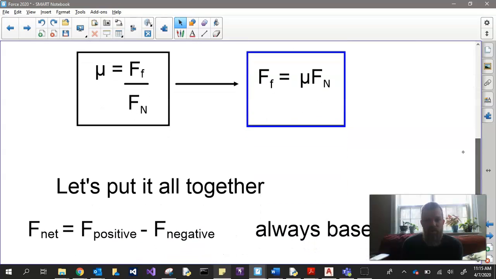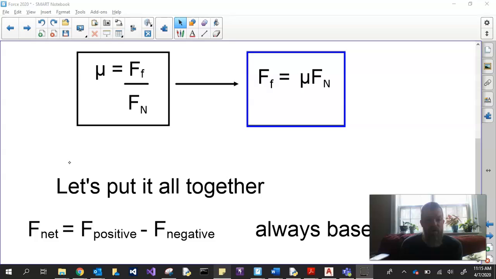So given those two things, you can find a multitude of coefficients of friction. There's some in the table that's in your notes on the page that we're supposed to start on. You can look up coefficients of friction. We'll do a modified version of a coefficient of friction lab.